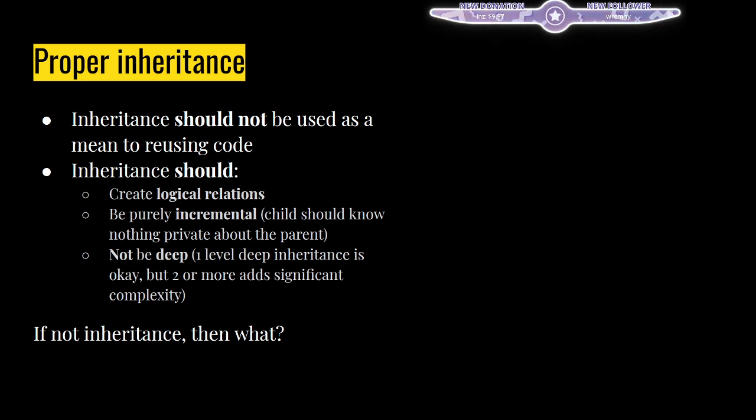Inheritance, of course, should also be purely incremental. All that the parent could do, a child should do as well. And inheritance shouldn't be deep, not more than one level deep. Sometimes two is okay, sometimes more is okay, but with every level of depth in inheritance, you create extra complexity that you do not want.